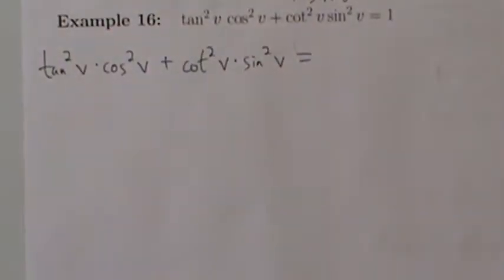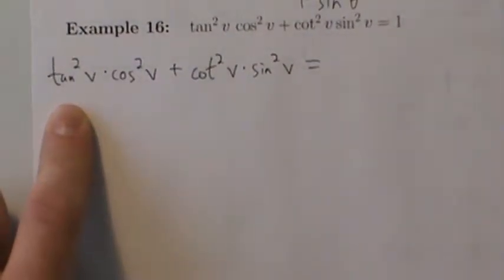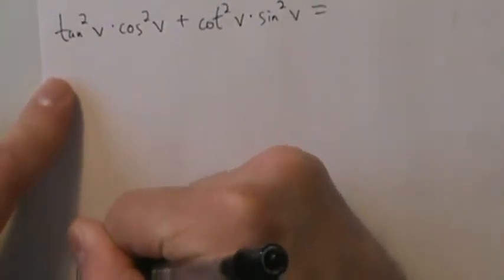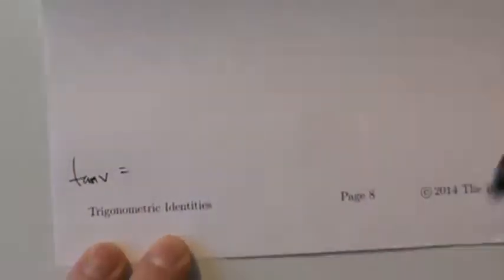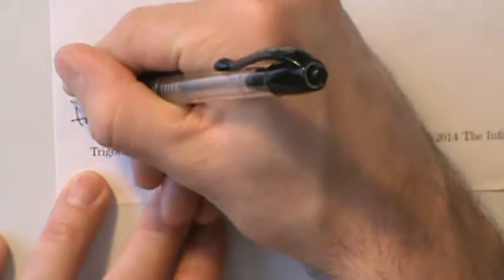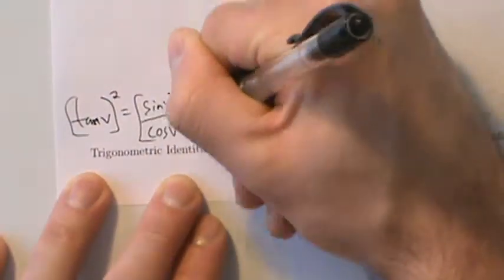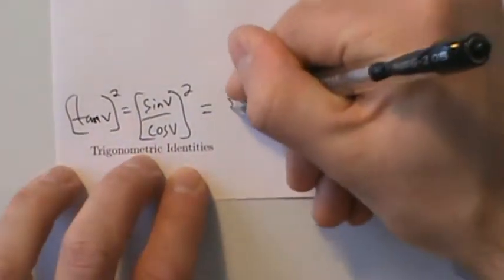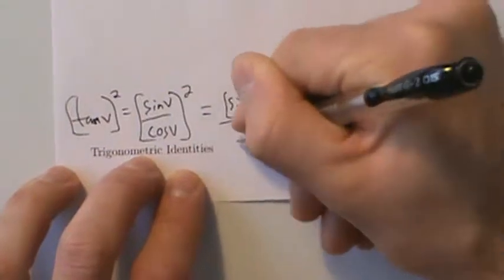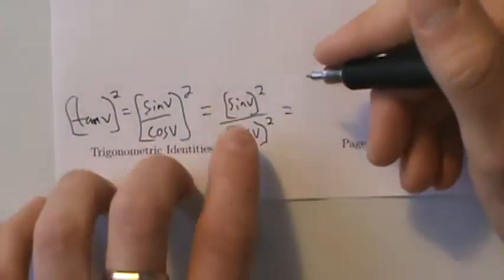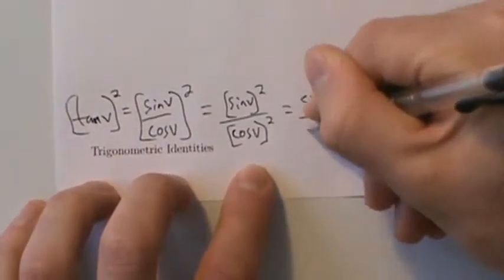Let's try that. First of all, we talked about this in an earlier video, but in case you didn't see that video, we'll explain it again. We know that tangent of v is sine of v over cosine of v. So it's going to be true then that tangent of v, whole thing squared, is sine of v over cosine of v, whole thing squared. But when you square a quotient like this, that's the same thing as the top squared over the bottom squared. And remember, this is just a long way of saying sine squared of v over cosine squared of v.